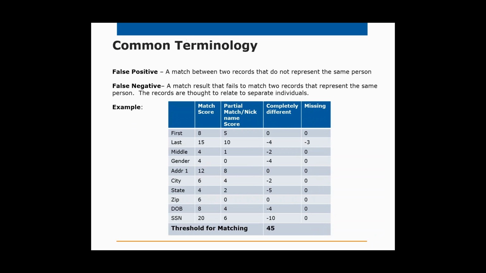Okay. So now we're going to talk about false positive and false negative. You'll hear those terms mentioned a lot when you talk about EMPIs. And a false positive is just that. It was matched as positive, but it's not. So a match between two records that do not represent the same person. That comes back to our twins. That's the biggest nightmare of anybody who manages an EMPI: twins.